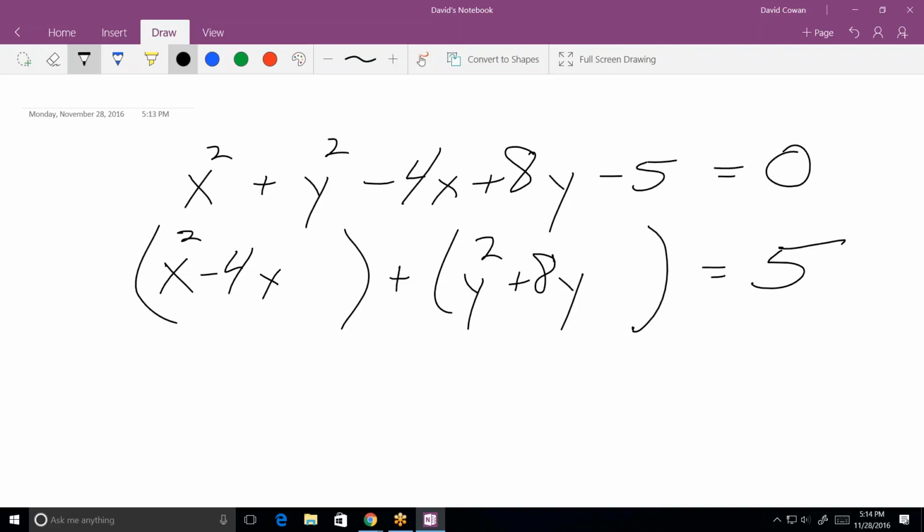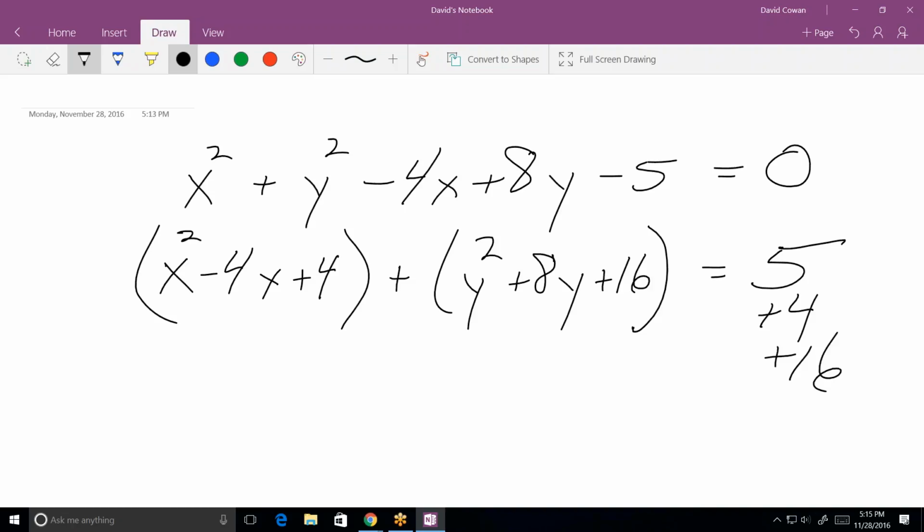Yeah, I think so. Okay, what do I want to add over here? On the left side, we want to add 4 to the x's. And the moment I do that, I have to add 4 to the equation, so I have to add 4 to the right side. Now it's the same. And then on the y, we want to add 16, and you have to add 16 to both sides.